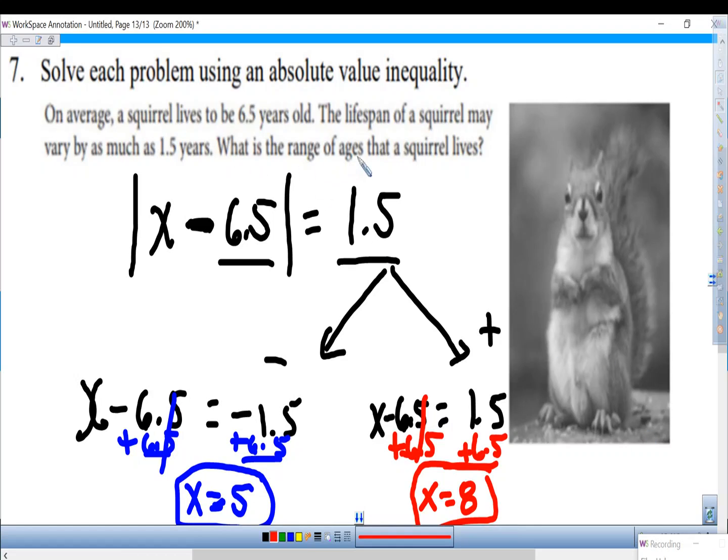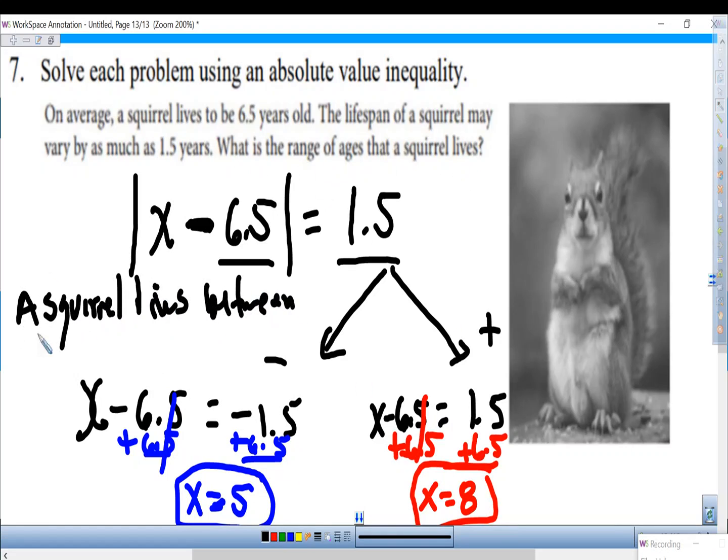So what would you say? The question is, what is the range of ages that a squirrel lives? Yeah, a squirrel lives between 5 to what? 8 years.